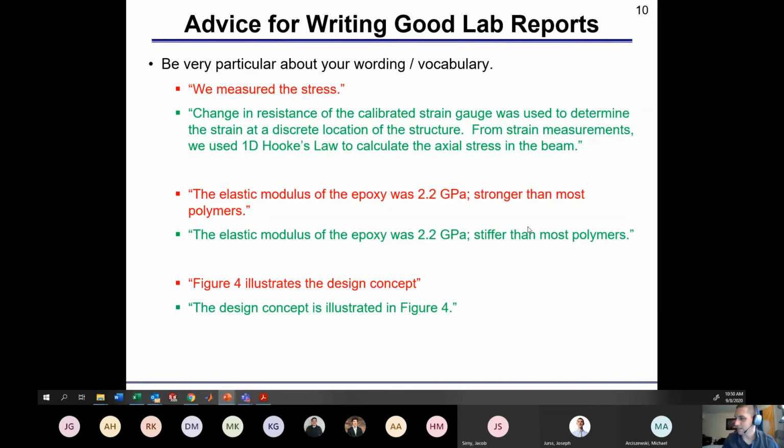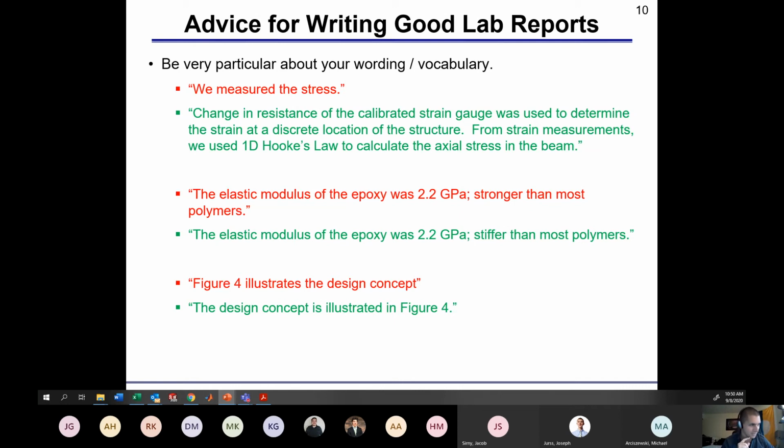All right, last slide. A couple of final things. Wording and vocabulary, and we talked about this with that first deck that I brought up about being clear and not looking like an idiot, because you need to use the right vocabulary. We measured the stress. That seems like a legit statement, but it's actually very difficult to measure stress directly.